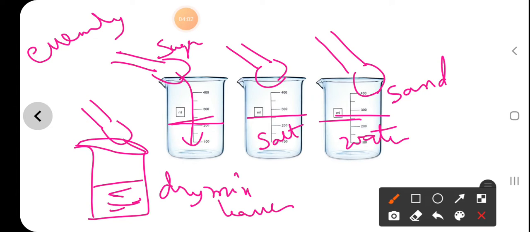Do this activity. After doing it, let us understand how we made a solution, what the solute and solvent are in it, and which substances mix with the water and which do not dissolve in the water. For our understanding, let's watch the video.